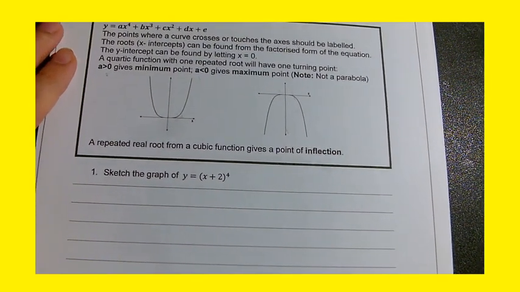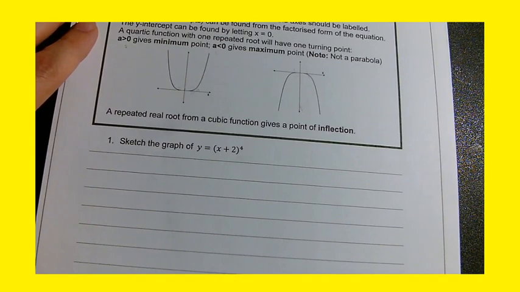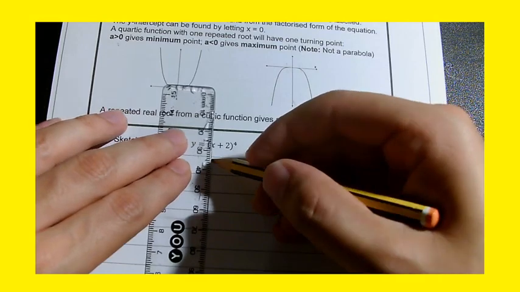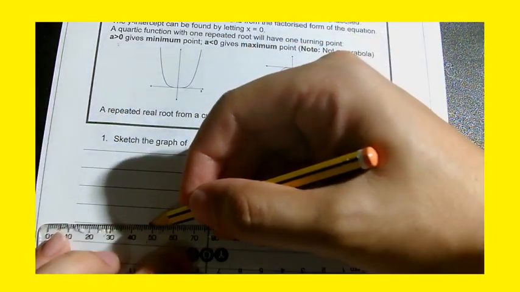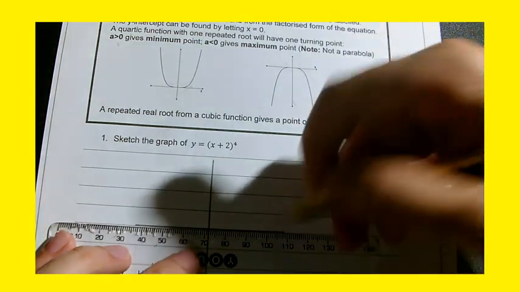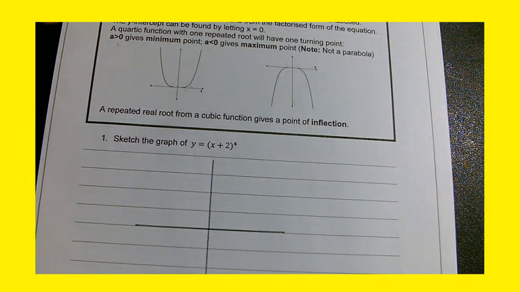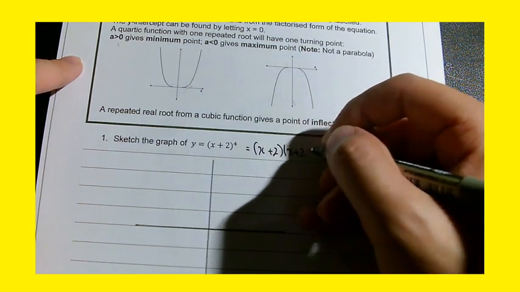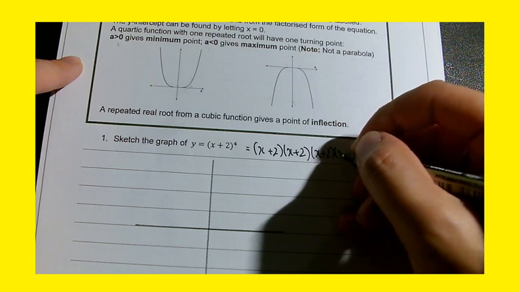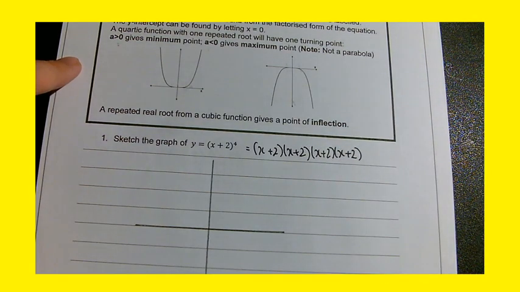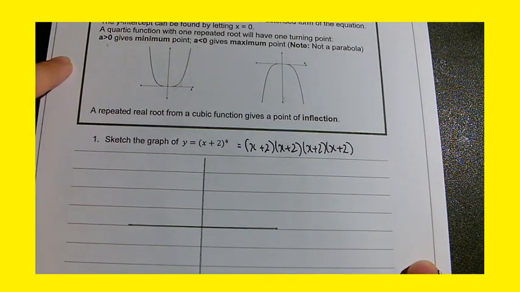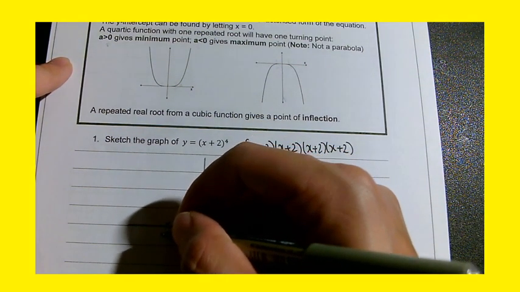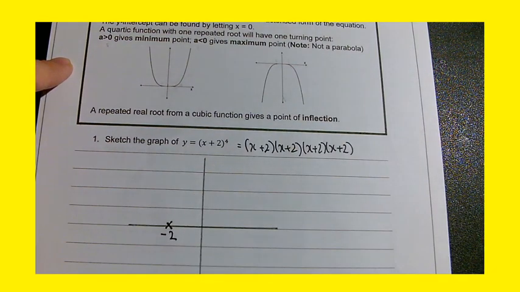Okay, so sketch the graph of the function (x plus 2) to the power of 4. So again, let's get pencil and ruler. Now (x plus 2) to the power of 4 means it's x plus 2 times x plus 2 times x plus 2 times x plus 2. You don't need to write this, I'm just doing it for the sake of this example. So obviously it's clearly going to cut the x-axis at -2.